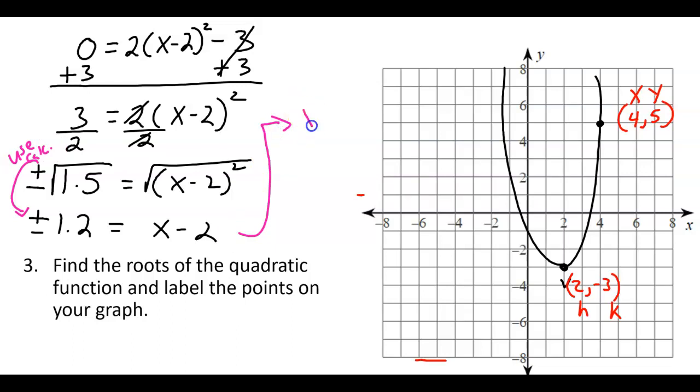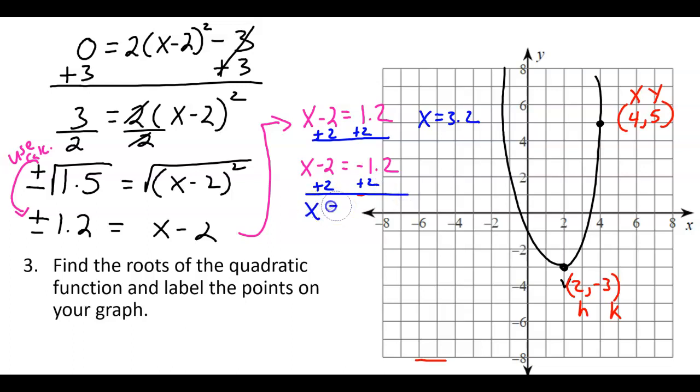All right, so we're going to write two equations. X minus 2 is going to be equal to a positive 1.2, and X minus 2 is going to be equal to a negative 1.2. And once again, we're just going to use our calculators for this. So add 2. This one gives me x equals 3.2. Add 2. And I don't know what that is. I want to say 0.8. You could check me on a calculator, but I think it's 0.8.